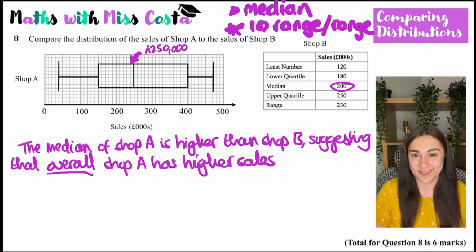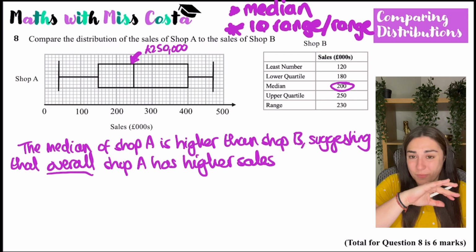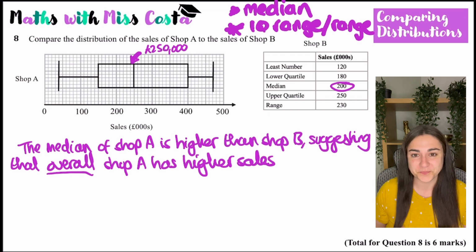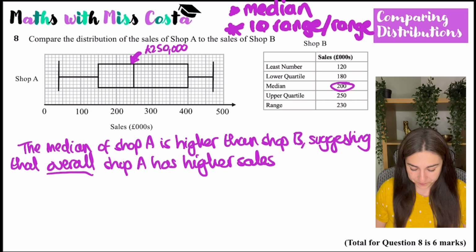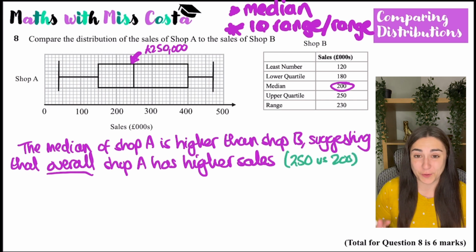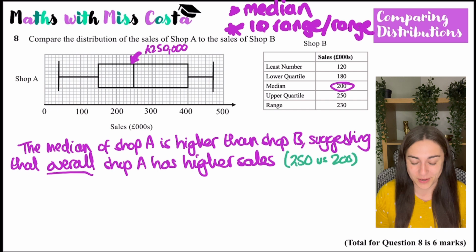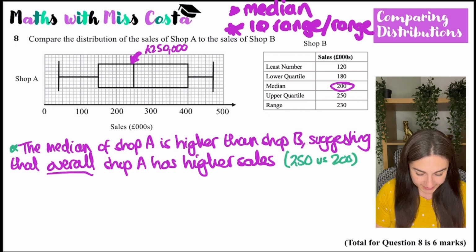So the higher the median, the higher the overall. We use the median to say what's happening overall. And then you could put your values, but just be very careful. So 250 versus 200, because if you put the wrong values, you actually can't get the mark. So if you're going to put the values, make sure they're the right ones. So that's the first thing.